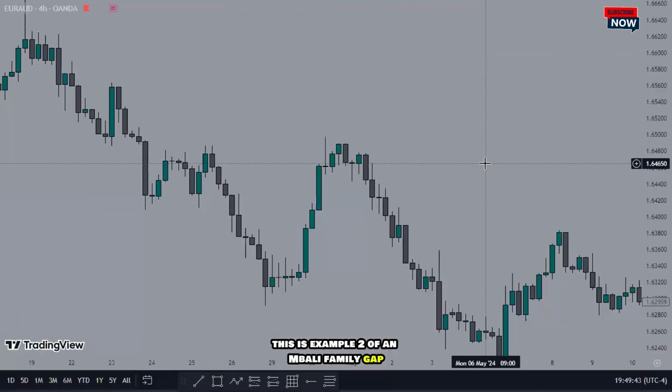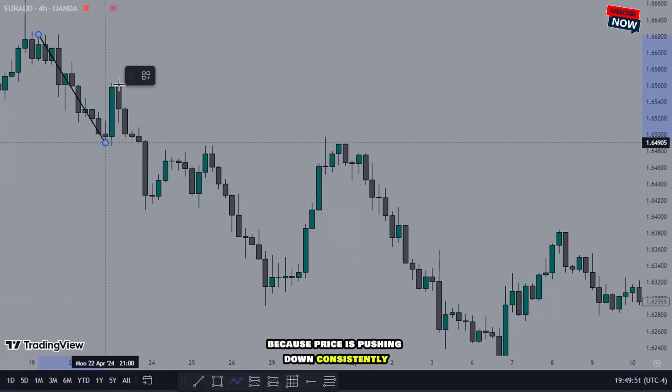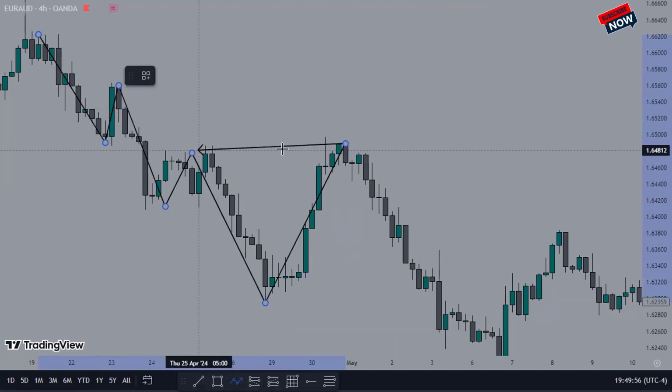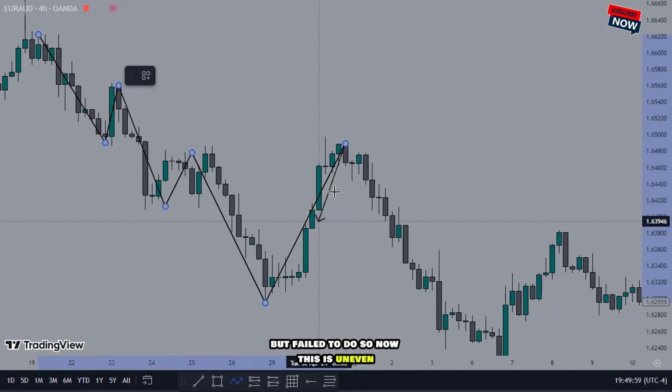Now let me look for another example. Let me show you. This is example 2 of an invalid fair value gap. This fair value gap here is invalid because price is pushing down consistently to the downside. This is a clear downtrend, and you can all see it. You can see price try to push and break above its highs, but fail to do so.